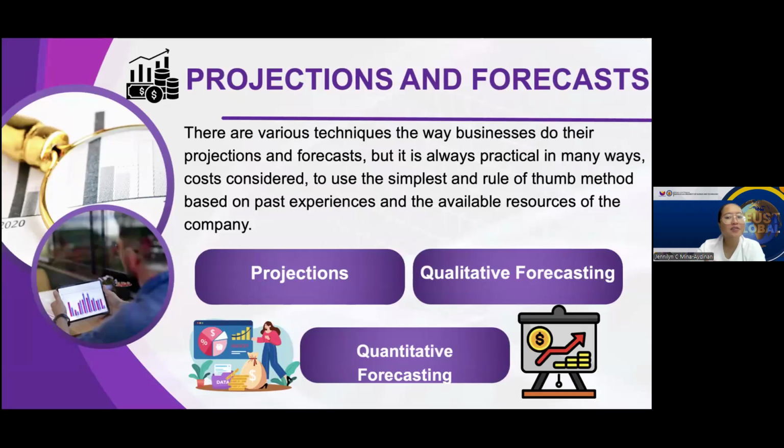Projections and forecast. Projections are predictions based on past trends, assuming those trends will continue. Forecasts add judgment to these projections, considering current and future conditions for a more realistic outlook. Businesses use two methods. Qualitative forecasting, based on expert opinions, is useful when historical data is unavailable or irrelevant. We also have quantitative forecasting, which analyzes historical data and trends to predict future outcomes.